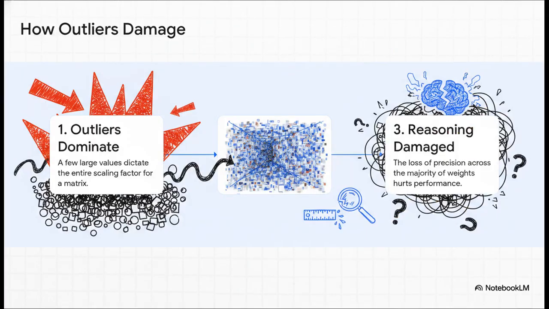So let's walk through exactly how this damage happens, especially when you get aggressive with something like 4-bit quantization. First, a few huge outlier values pop up in those activations. They completely dominate the scaling factor. Second, because of that, all the other normal, well-behaved values get crammed into a tiny little range, basically losing all their resolution. And third, that loss of precision isn't just random noise. It systematically breaks the model's ability to reason.